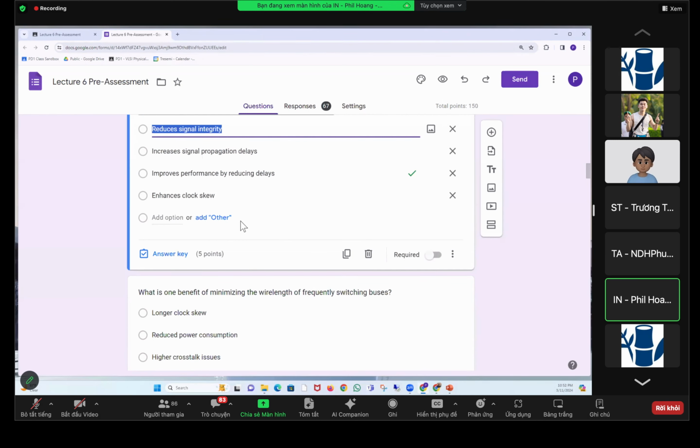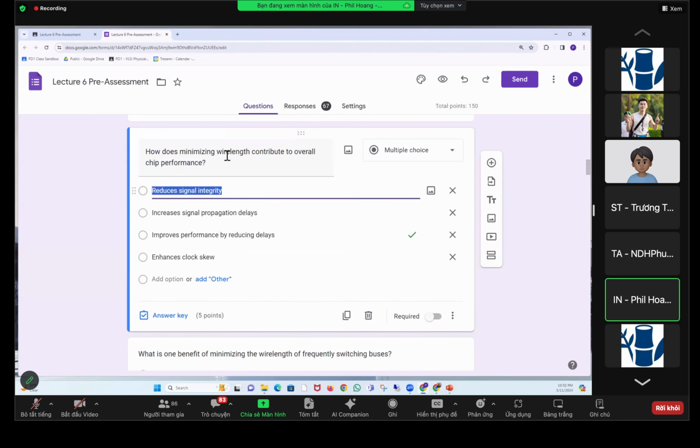Yeah, the answer is improve performance. So it's C, not A, because minimizing wire length reduces the delay. So the RC delays.